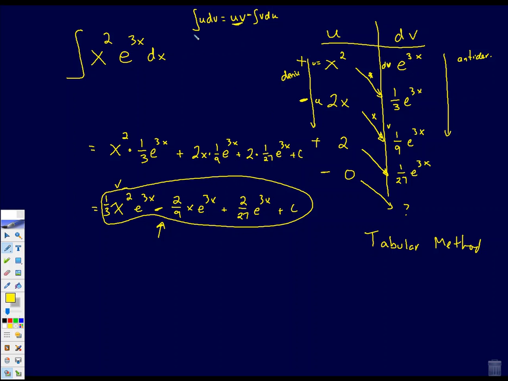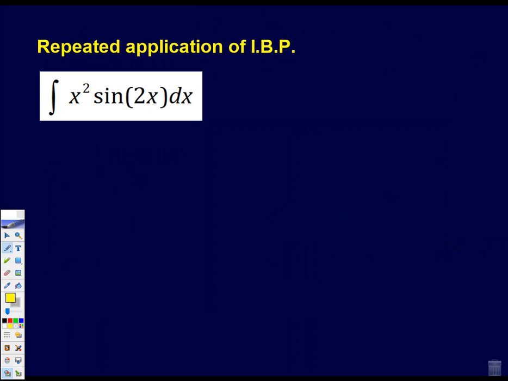We're going to try one more example where we would need repeated applications of integration by parts, but I'm going to walk you through the tabular method this time, just to save a little bit of time. So I've got the integrand x squared times the sine of 2x, and we're going to make this table to speed up the process of repeated integration by parts.